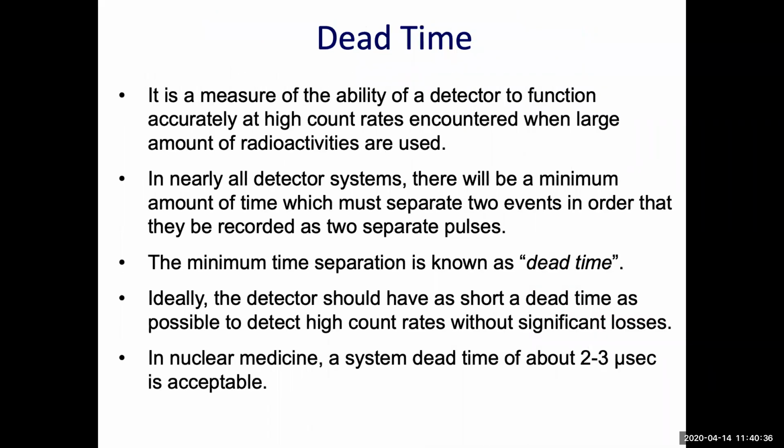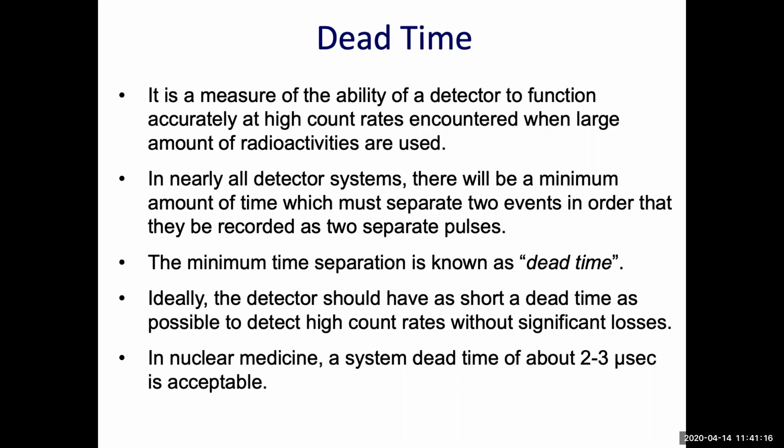Another parameter to discuss for detectors is dead time, an important factor affecting the detector. It is a measure of the ability of a detector to function accurately at the high count rates encountered when large amounts of radioactivity are used. For any detector, there is a small interval between the time when radiation interacts with the detector and the time when the detector responds and the event is recorded. So the minimum time separation is known as the dead time.